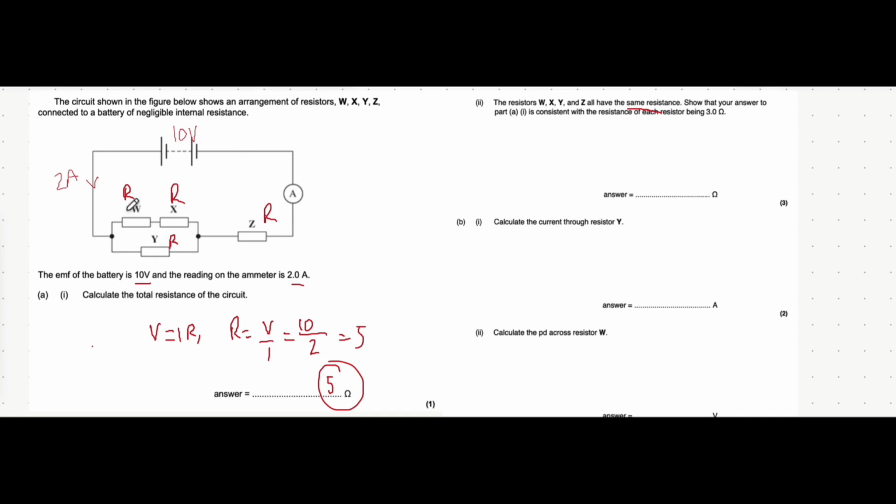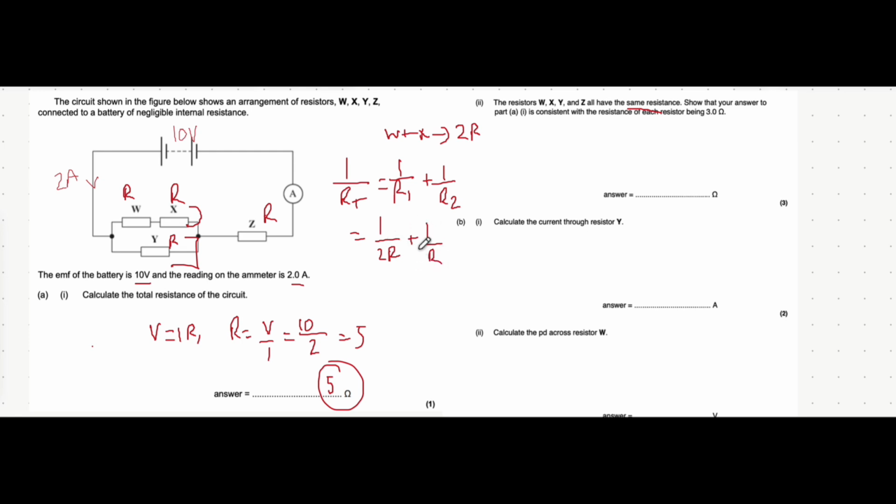So first of all, W and X are in series, so we can find the total resistance across them by doing R plus R, which is just 2R. The combination of these two is in parallel with this resistor Y. We know that in parallel, 1 over the total resistance is 1 over the first junction that's in parallel plus 1 over the second junction that's in parallel. In this case, that's 1 over 2R, which is the combined resistance of this upper junction, plus 1 over the resistance across component Y.